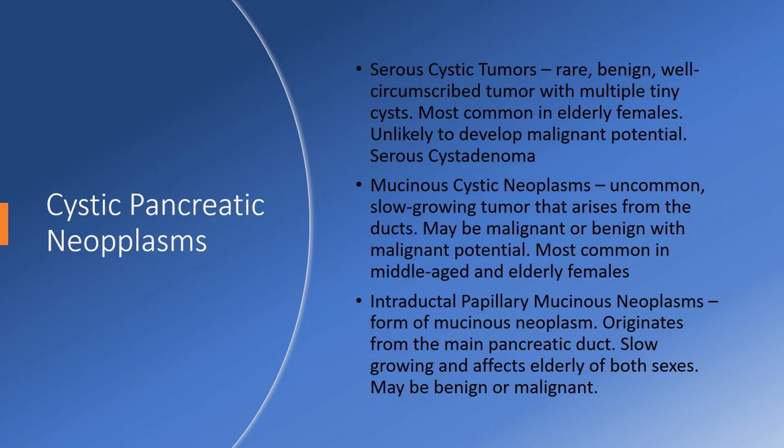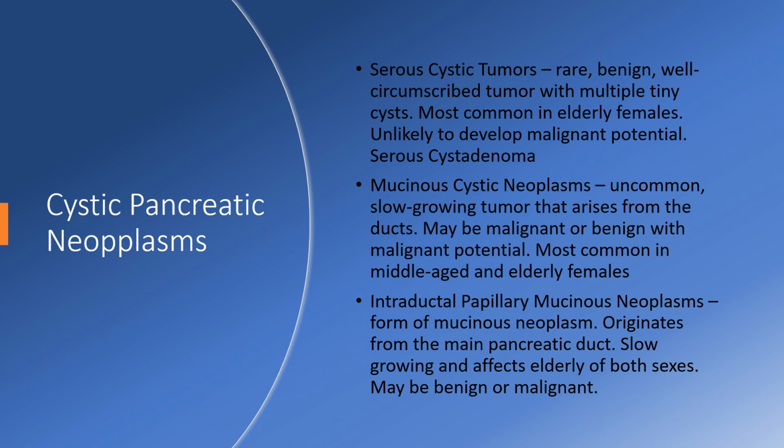There are 4 types of cystic pancreatic neoplasms that have varying potential for malignancy. Okay, so we've got serous cystic tumors, mucinous cystic tumors, intraductal papillary mucinous neoplasms, and solid papillary neoplasms. Cystic neoplasms account for 10 to 15% of all pancreatic cysts and less than 1% of pancreatic malignancies. So the serous ones, we're going to talk about those first.